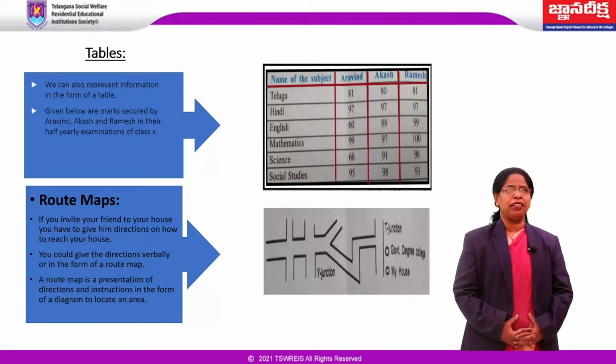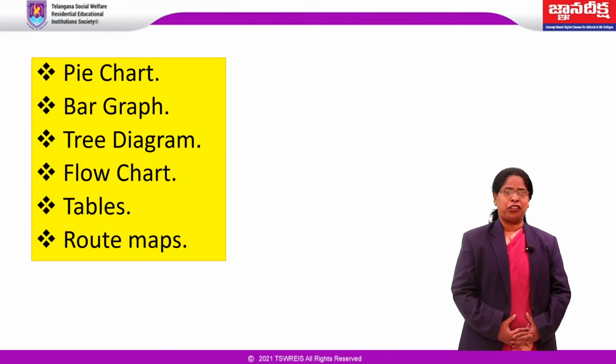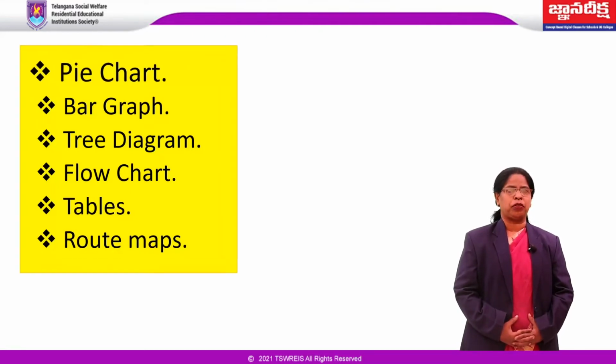Those are pie chart, bar graph, tree diagram, flow chart, tables and road maps. Hope you have understood the information transfer concept through our interaction. Now, let us deal in detail with the textual content from the text.